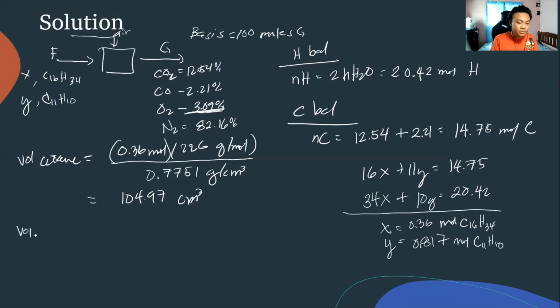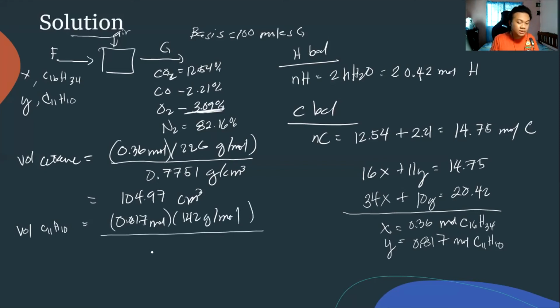So the volume of methyl naphthalene now, we have 0.817 moles. Then just multiply it also by its molar mass, then divide by 1.025 grams per cubic centimeter. You can get 113.18 cubic centimeters.